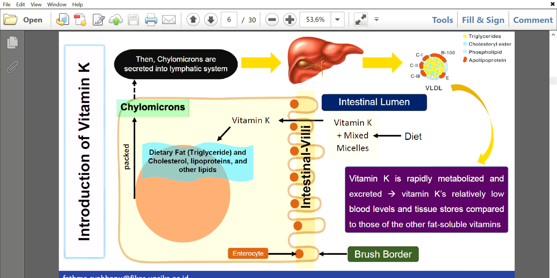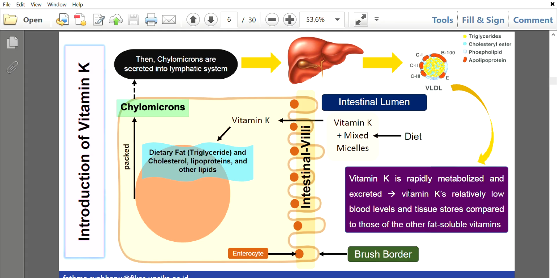These chylomicrons are secreted into the lymphatic system, and will circulate in the blood circulation to go to the liver for metabolism, and from the liver will be transported to other peripheral tissues or other cells that need vitamin K activity. So the vitamin K is rapidly metabolized and excreted.